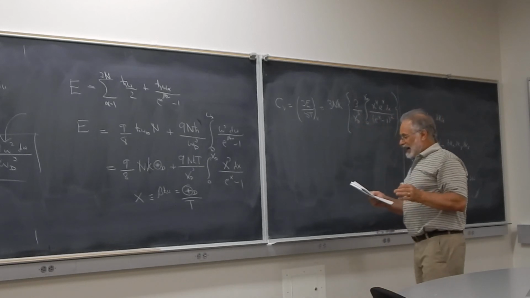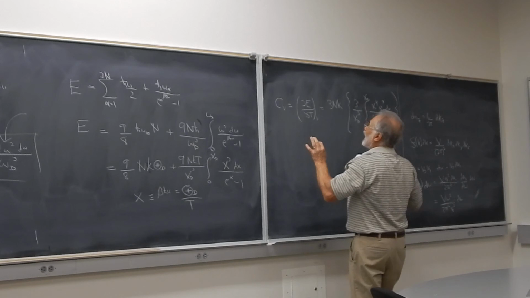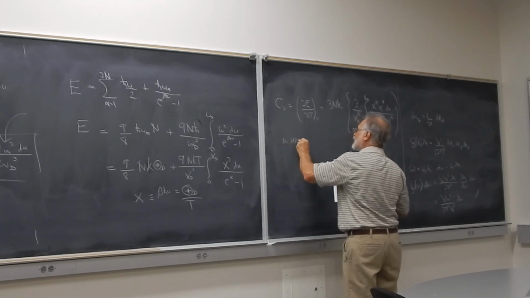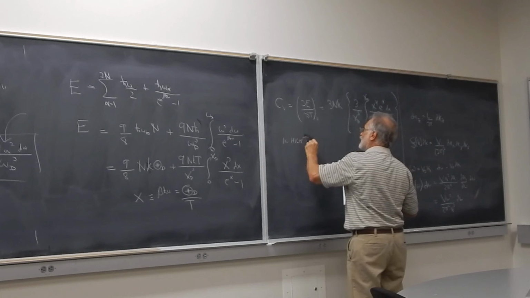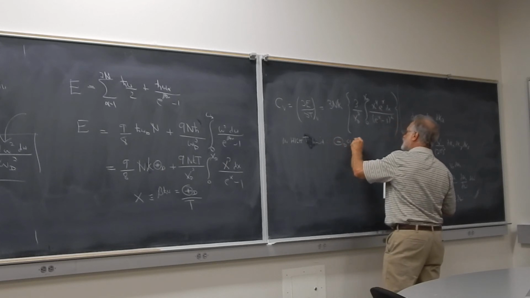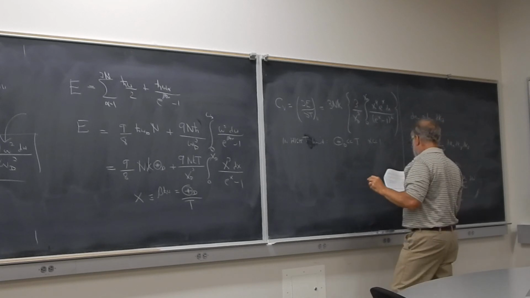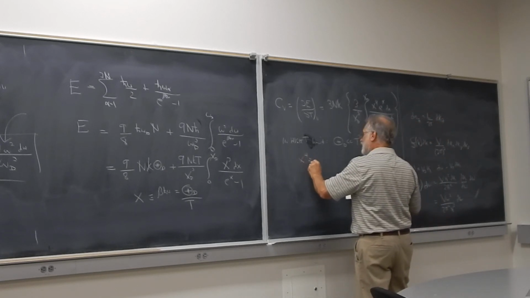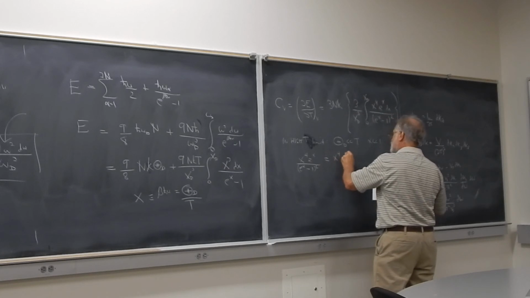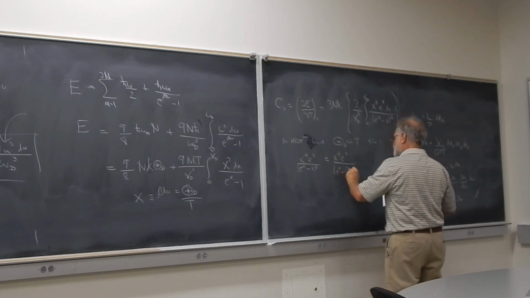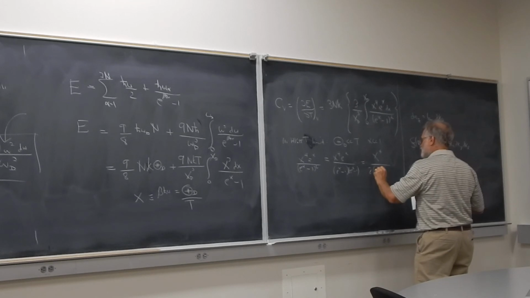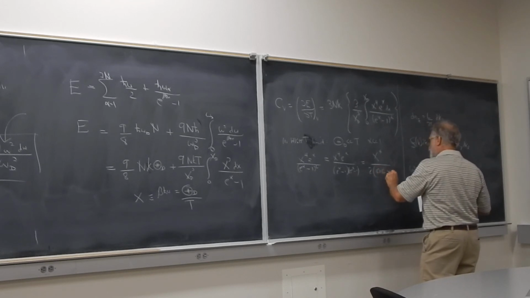However, we can look at the low and high temperature limits of this and get some very good information about the heat capacity. So in the high temperature limit, theta sub d is much, much less than T, or x is much, much less than 1. The integrand, x to the 4th e to the x over e to the x minus 1 squared, can be written as x to the 4th over 2 times the hyperbolic cosine of x minus 1.